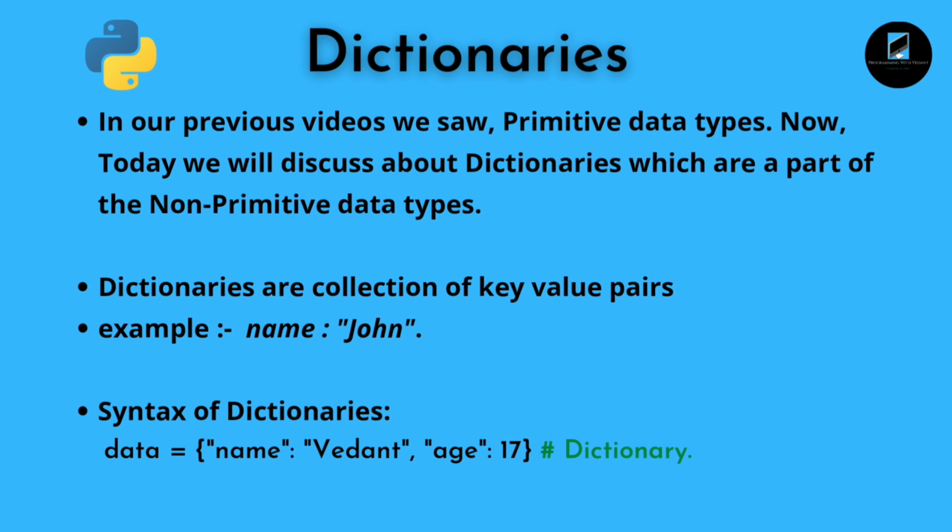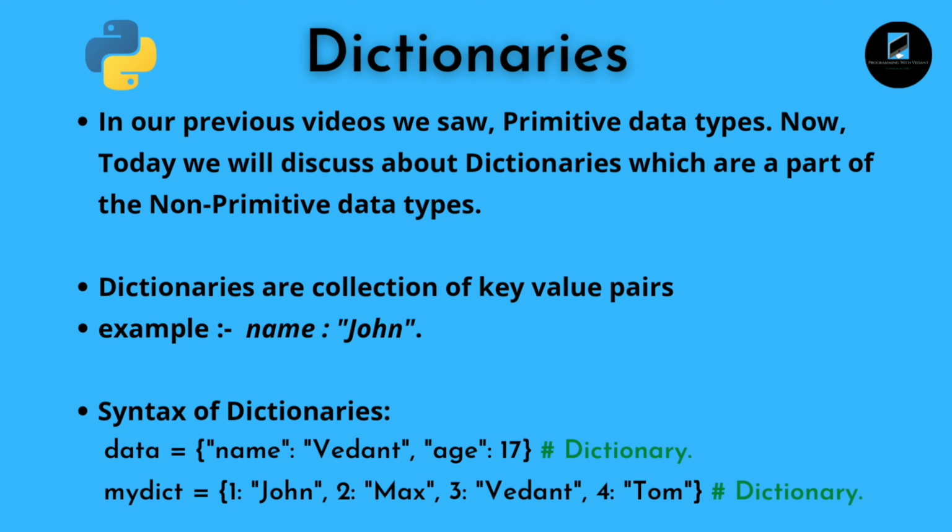In our previous video, we saw primitive data types. Now today we will discuss dictionaries, which are a part of non-primitive data types. Dictionaries are a collection of key value pairs. Here I have mentioned an example, name John. This is a key value pair. Name is key and John is value.